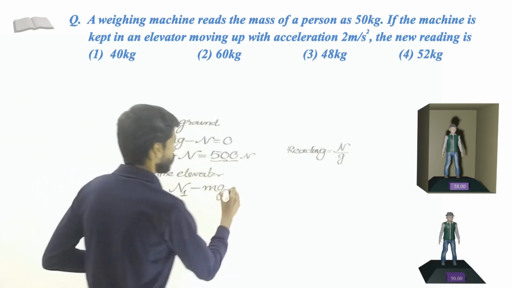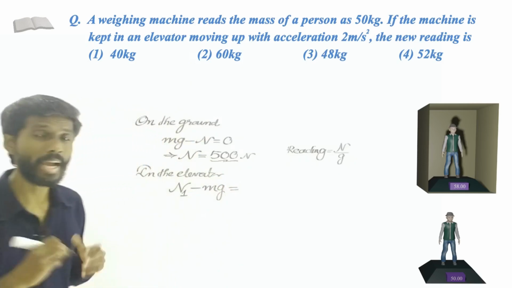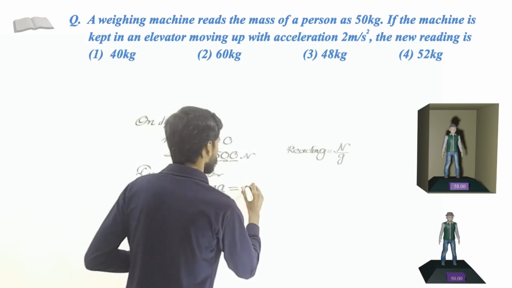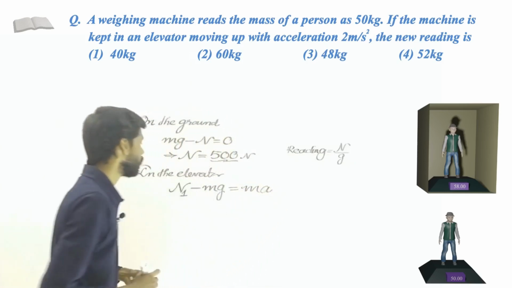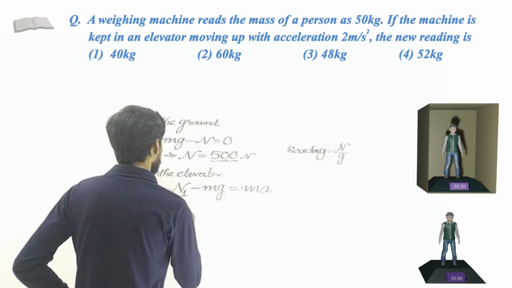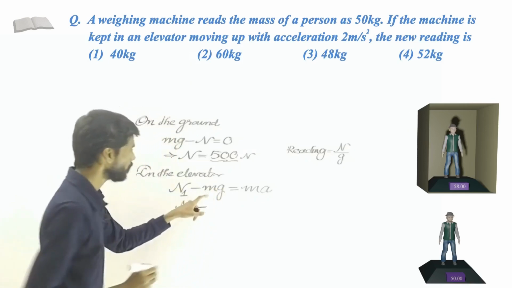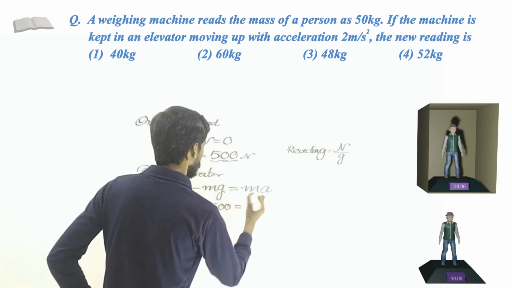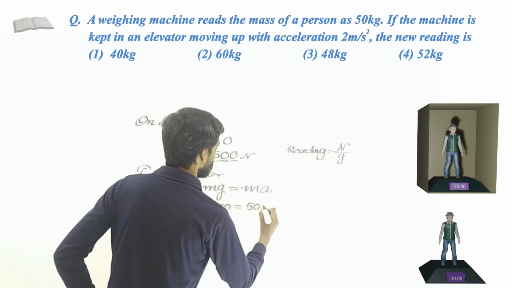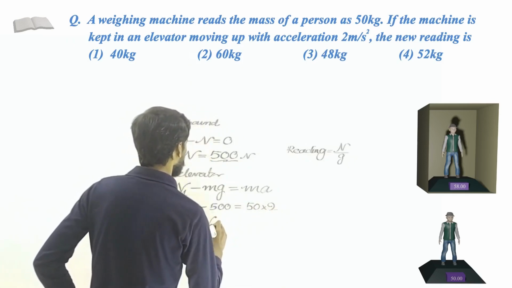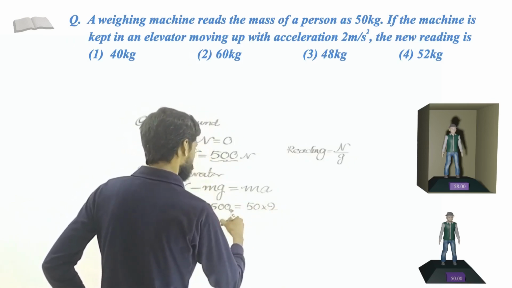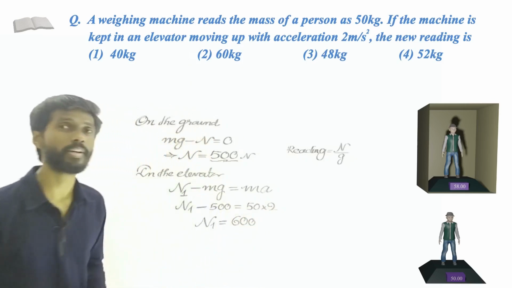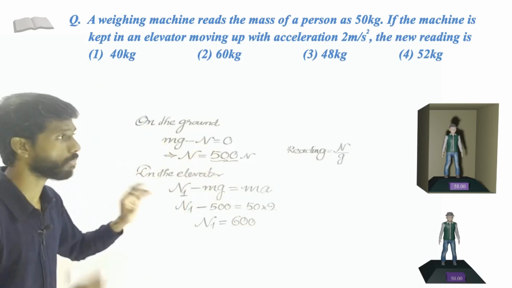That equals the mass times the acceleration. This time it is not 0 because there is some acceleration, right? So now we can find N1. mg we have already found: 50 multiplied by 10 is 500. That equals 50 multiplied by the acceleration, which is given as 2. That will give you the N1 value. So N1 is equal to 500 plus 100, so 600 Newton. That is the normal reaction in the second case.